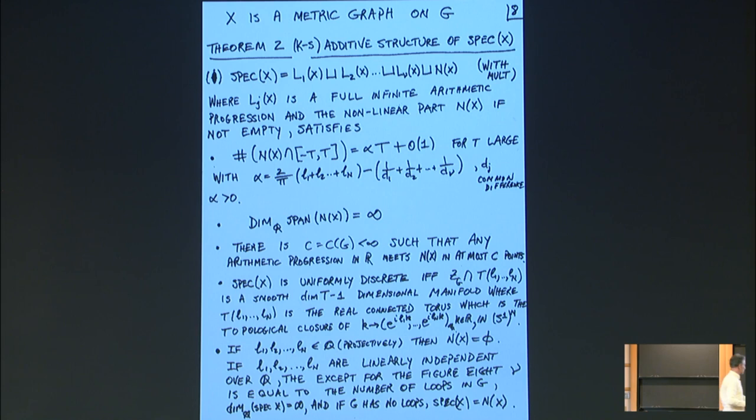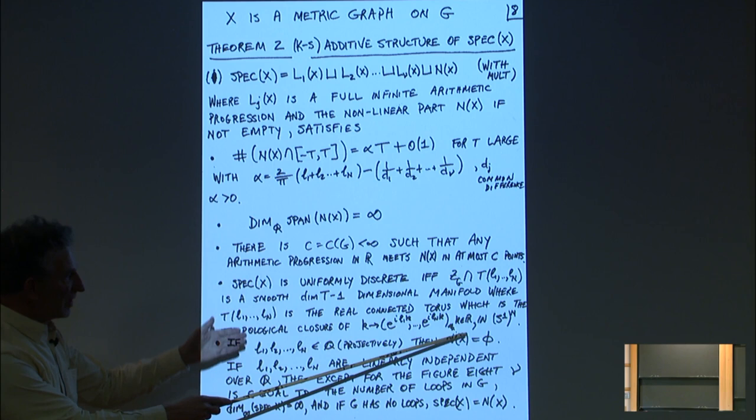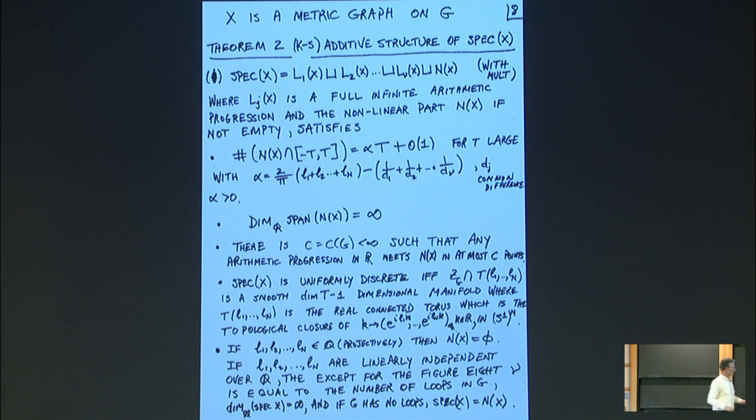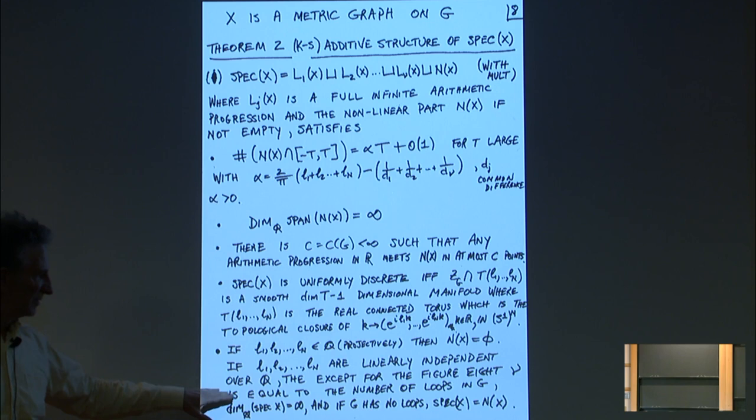So if the lengths are up to a scalar rational, all rational, so projectively rational, then the nonlinear part is empty. Everything is just a progression. At the other end, if the L's are linearly independent over the rationals, which is the case that most people would think about, then unless you're the figure 8, the number of linear things is the number of loops.